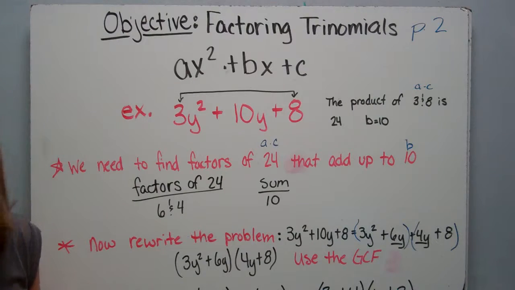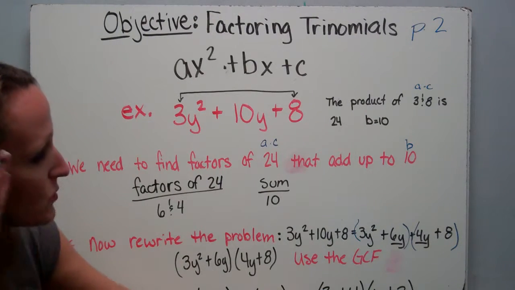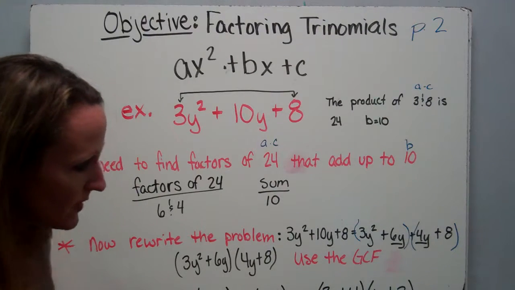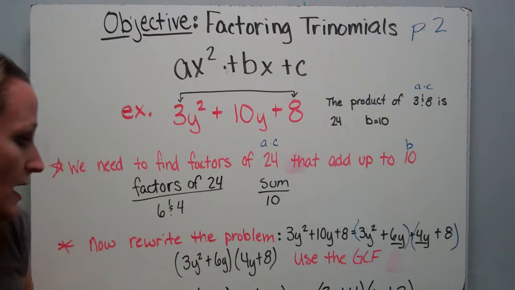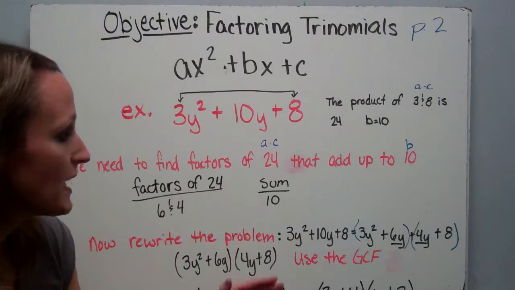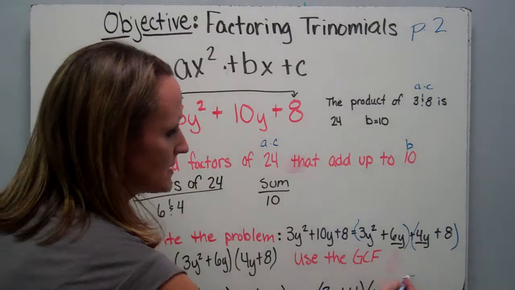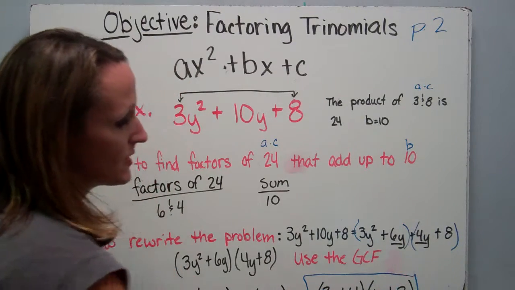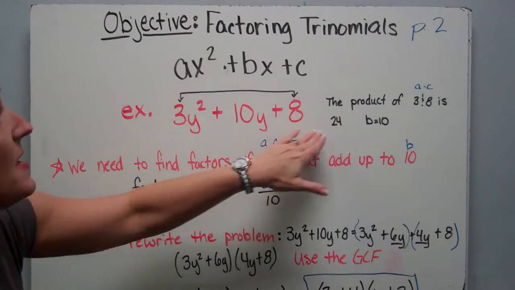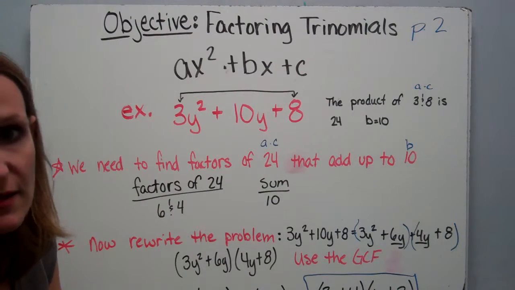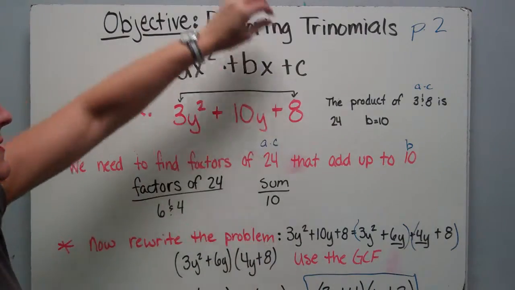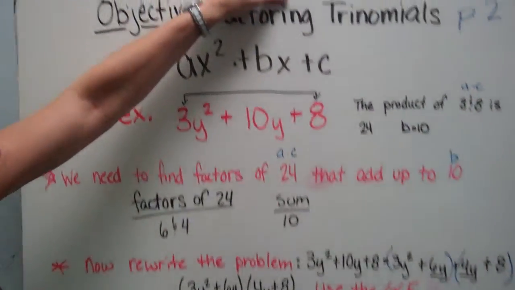So now, to solve my problem, I'm just going to write it out here. What do I have? I have 3y plus 4, that's going in one parenthesis, and I have y plus 2, that goes in the other parenthesis. So in factored form, this is your answer. And if I were to FOIL that back out, I would get this as my original answer. Confused yet? Let's look at another one.